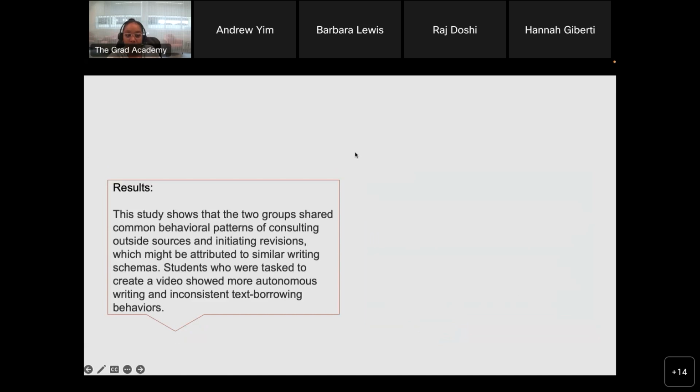It's the same with the results section. In the results section, they talk about how the two groups shared common behavioral patterns, and students were also tasked to create a video that shows more autonomous writing. You don't want to outline all of your results, but give enough to the reader so they can get a sense of what they're going to be seeing as they read your article.